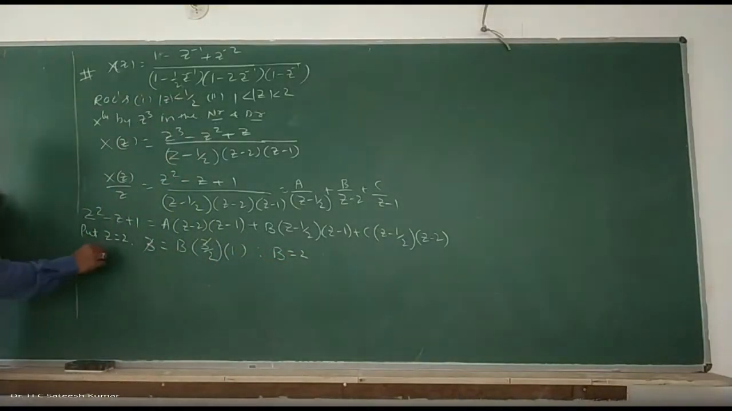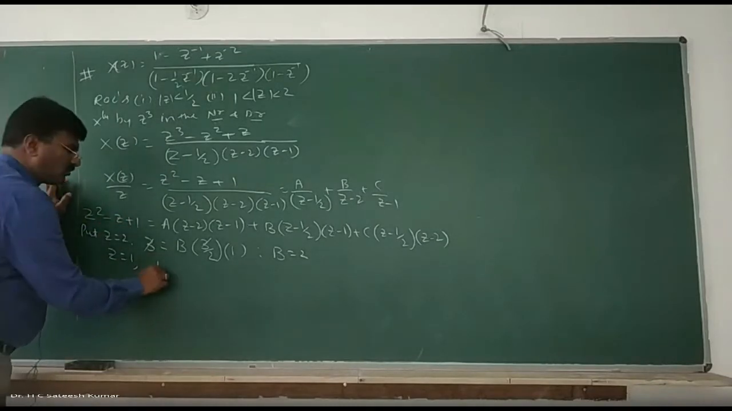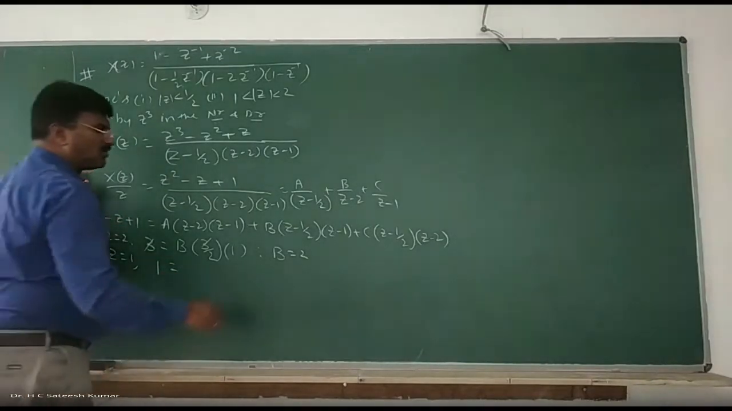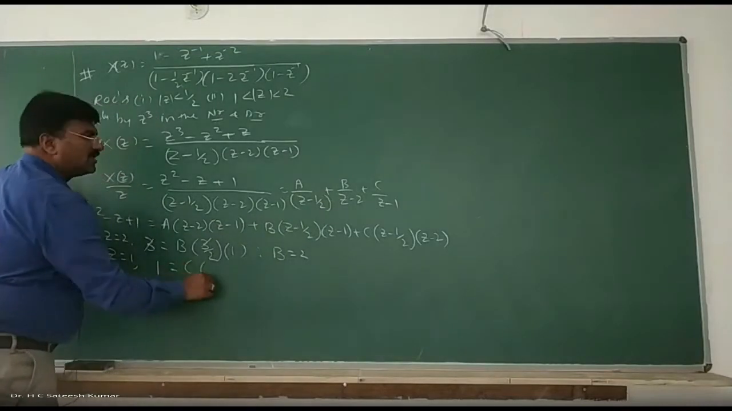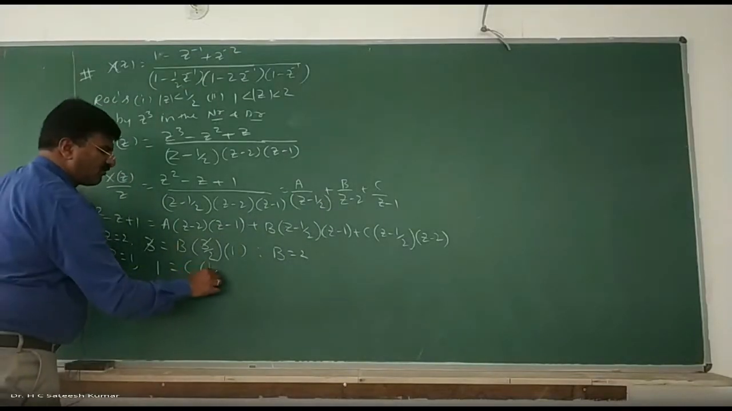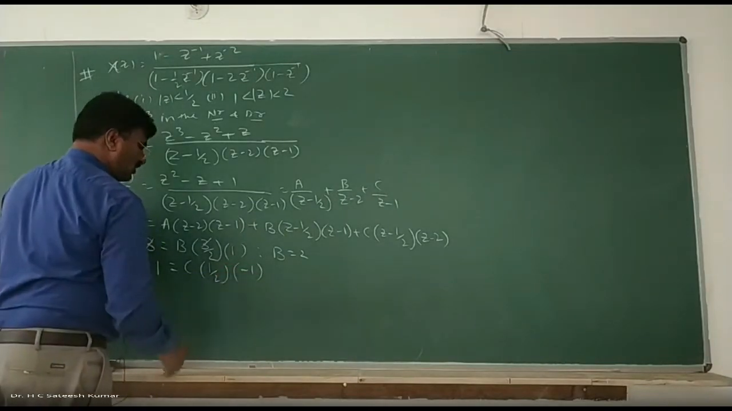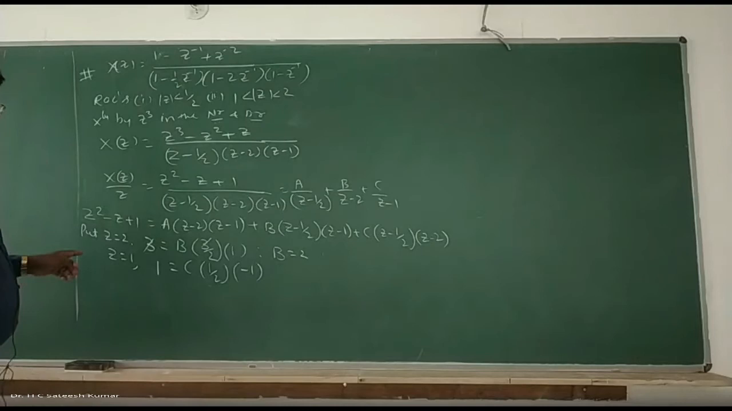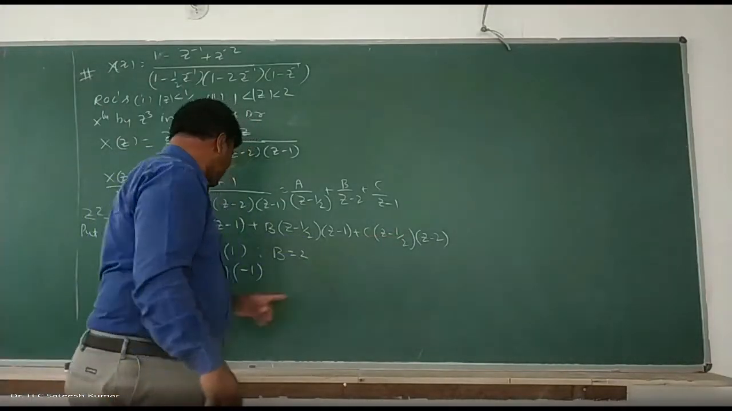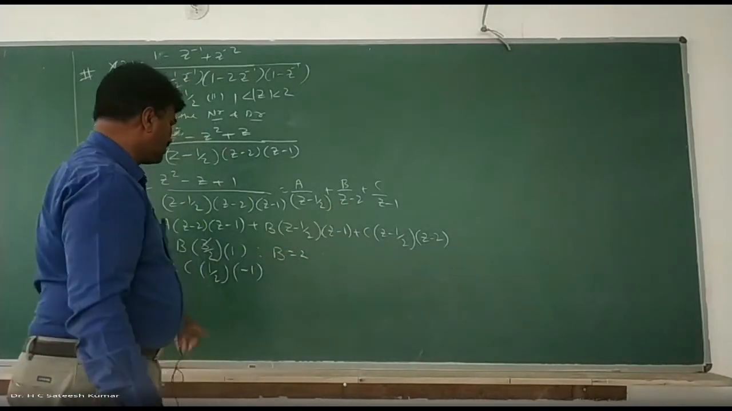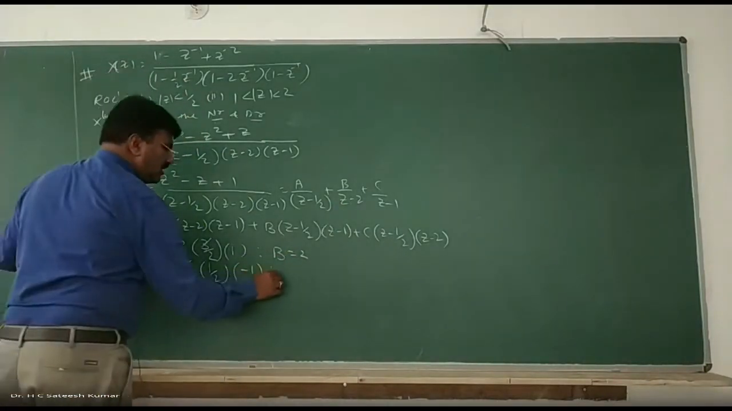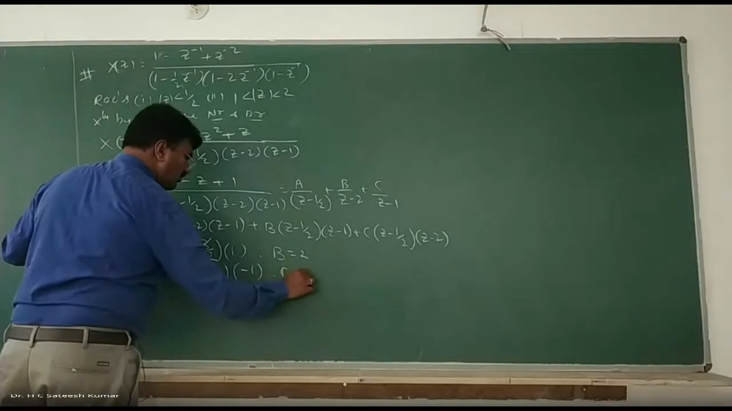Put z is equal to 1. 1 square is 1. 1 minus 1 is 0 and plus 1. So, therefore, 1 is equal to, put z is equal to 1, first and second, last one you get it: c into 1 minus half is half, into 1 minus 2 is minus 1. Therefore, what will you get? 1 minus half is half and 1 minus 2 is minus 1. Therefore, c is equal to minus 2.